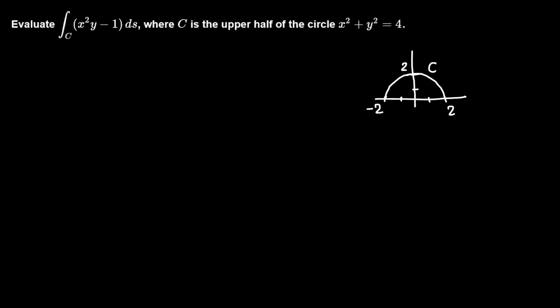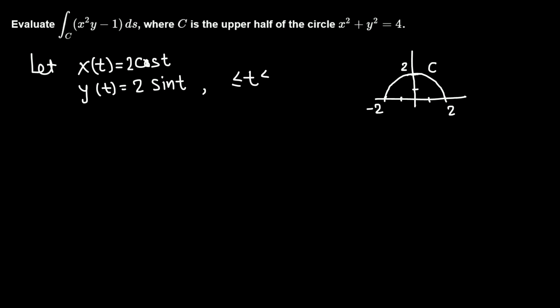A circle is always given by cosine and sine, so we let x be cosine, and since the radius is 2, x(t) is 2 cosine t. Then y(t) is 2 sine t. If we square x and y and add them, we get 4. For the upper half of the circle, t is from 0 to 180 degrees, so that's pi.